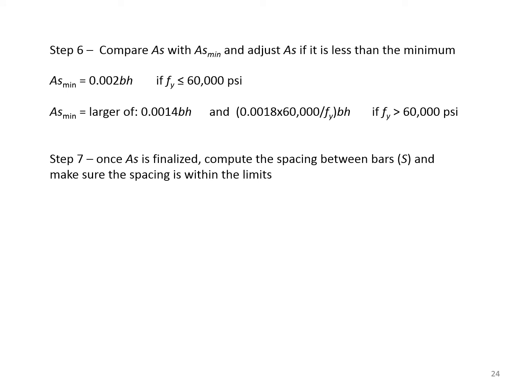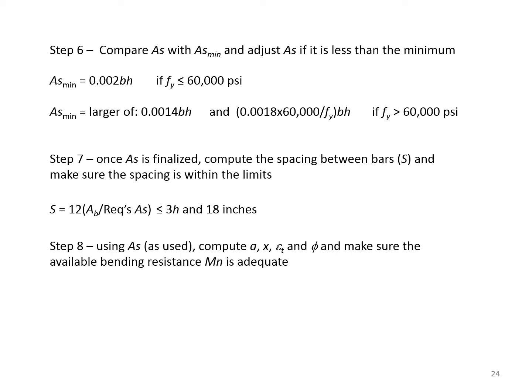Step 7. Once As is finalized, compute the spacing between bars, S, and make sure the spacing is within the limits. The equation for S, as given before, is 12 times Ab divided by required As, and it cannot exceed 3h and 18 inches.